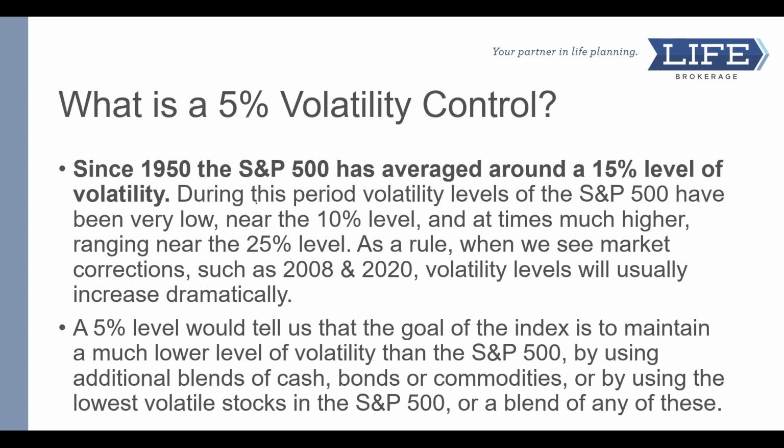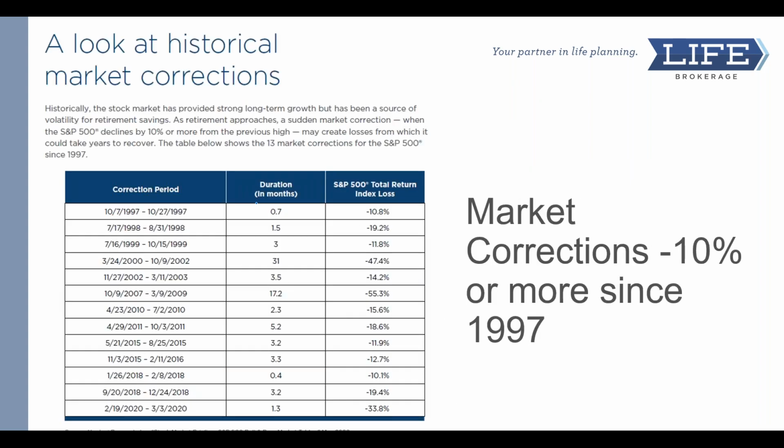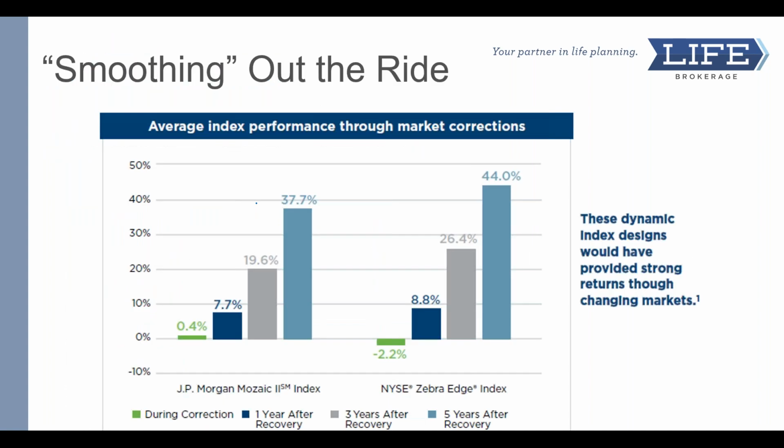into different allocations of cash, or you'll see certain companies like Allianz look to bonds or commodities. By using the lowest volatile stocks in the S&P 500 or a blend, you can control volatility and therefore control costs. If you look at historical market corrections of 10% or more since 1997, you'll see the S&P took some pretty wild rides through this time period. And the key is, if you focus on the right side here, how do these volatility controlled indexes, which we're about to touch on in the next couple of minutes, create a quote unquote smoother ride?